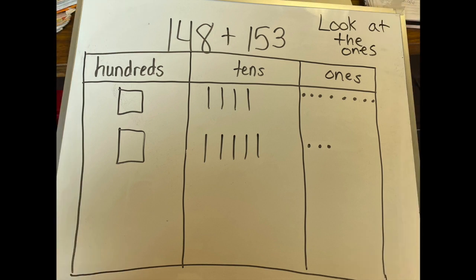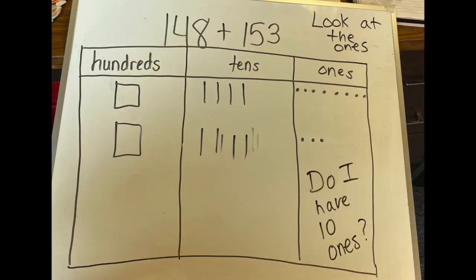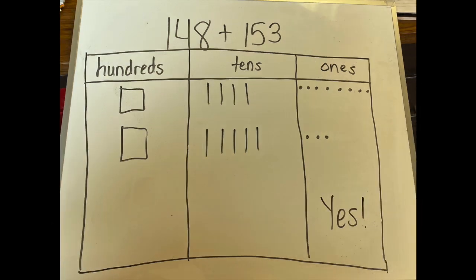I'm going to take a look at the ones place, and I'm going to ask myself, do I have 10 ones total? So I'm going to take a look at my 8 ones and my 3 ones and put them together. Do I have 10 ones? Well, I know 8 plus 2 is 10, and then I have one more. So yes, I do have 10 ones because 8 plus 3 would give me 11.